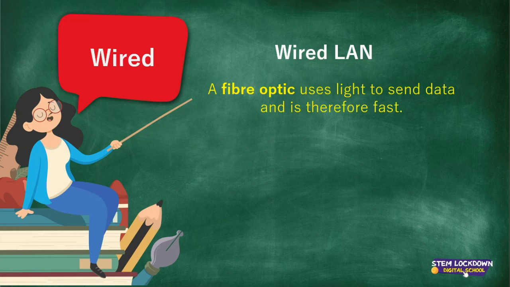Right. Then another cable that is available is the fiber optic, which uses light to send data and is therefore very fast. Now, what do we mean when we say fast, right? Remember, in a network, the information flows from one device to the other, right?